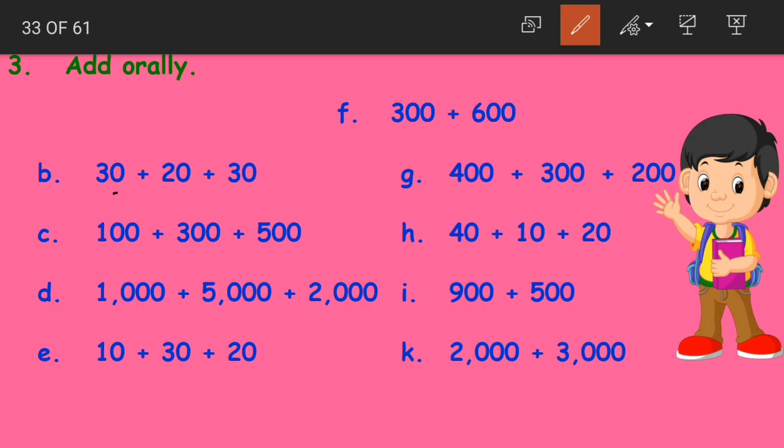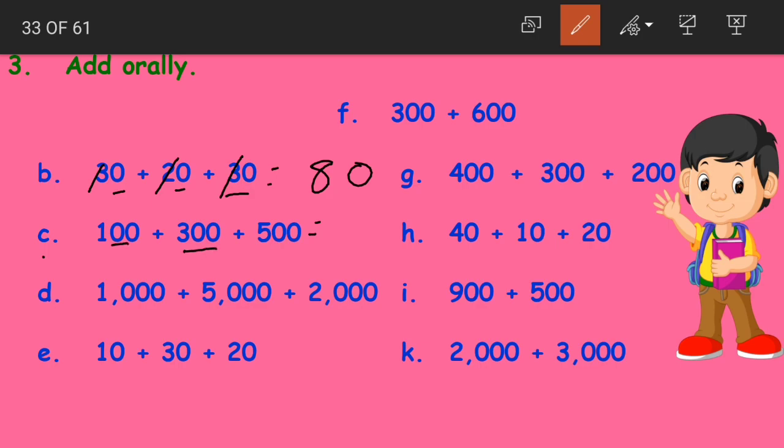Now look at the question here. All the three numbers are having zeros. 1 zero. So in the answer we put a 0. 3 plus 2 becomes 5. 5 plus 3 becomes 8. So we wrote 8 before 0. The answer is 80.